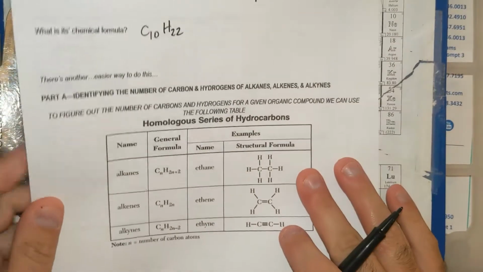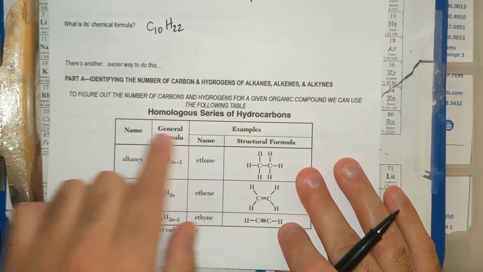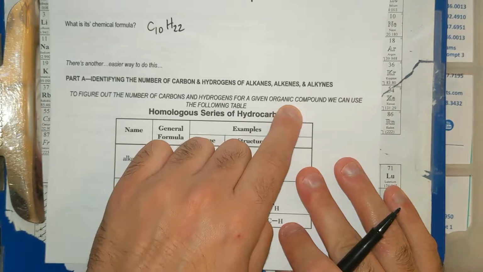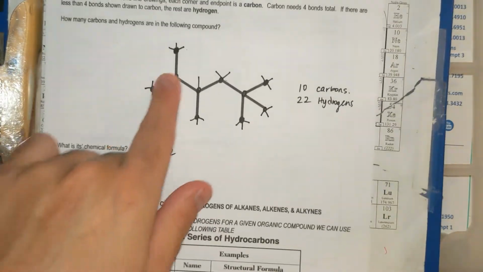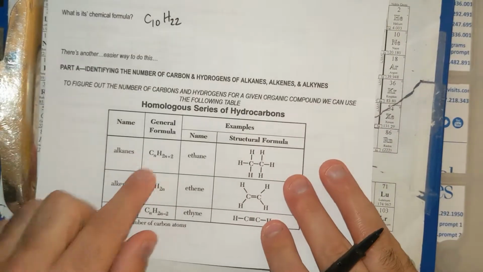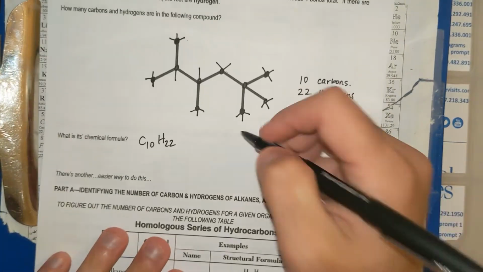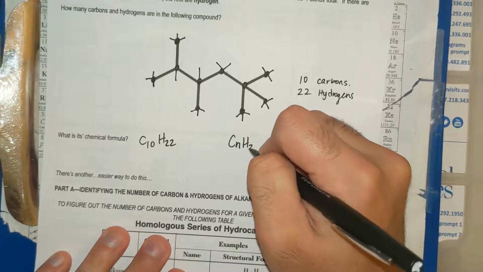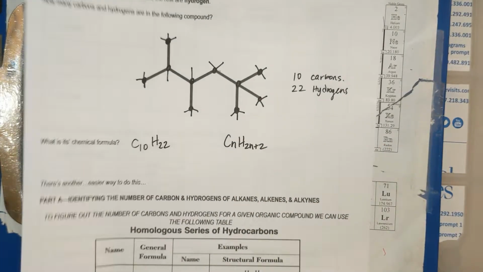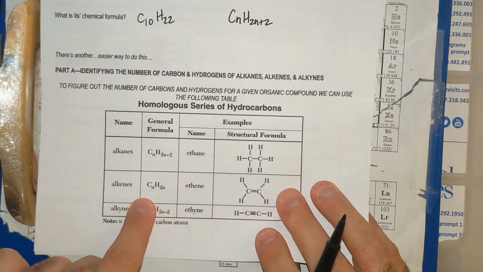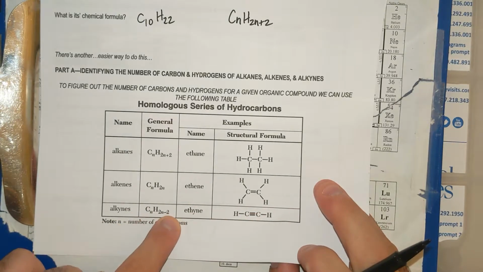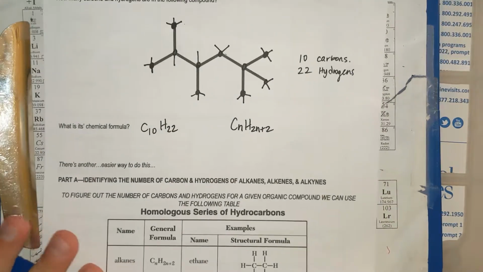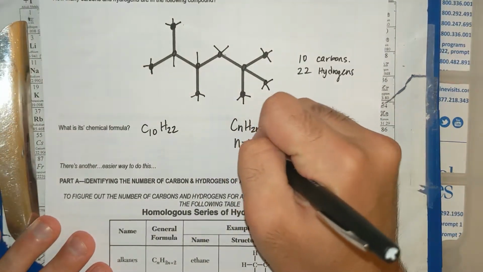So instead of having to count carbons and hydrogens like this, you could use this homologous series of hydrocarbons. To figure out the number of carbons and hydrogens for a given organic compound, we can use the following table. If it's all alkanes, meaning all single bonds, we could use the rule CnH2n+2. If there was a double bond in there, it would be CnH2n. If it was a triple bond in there, CnH2n-2, where n is the number of carbons.